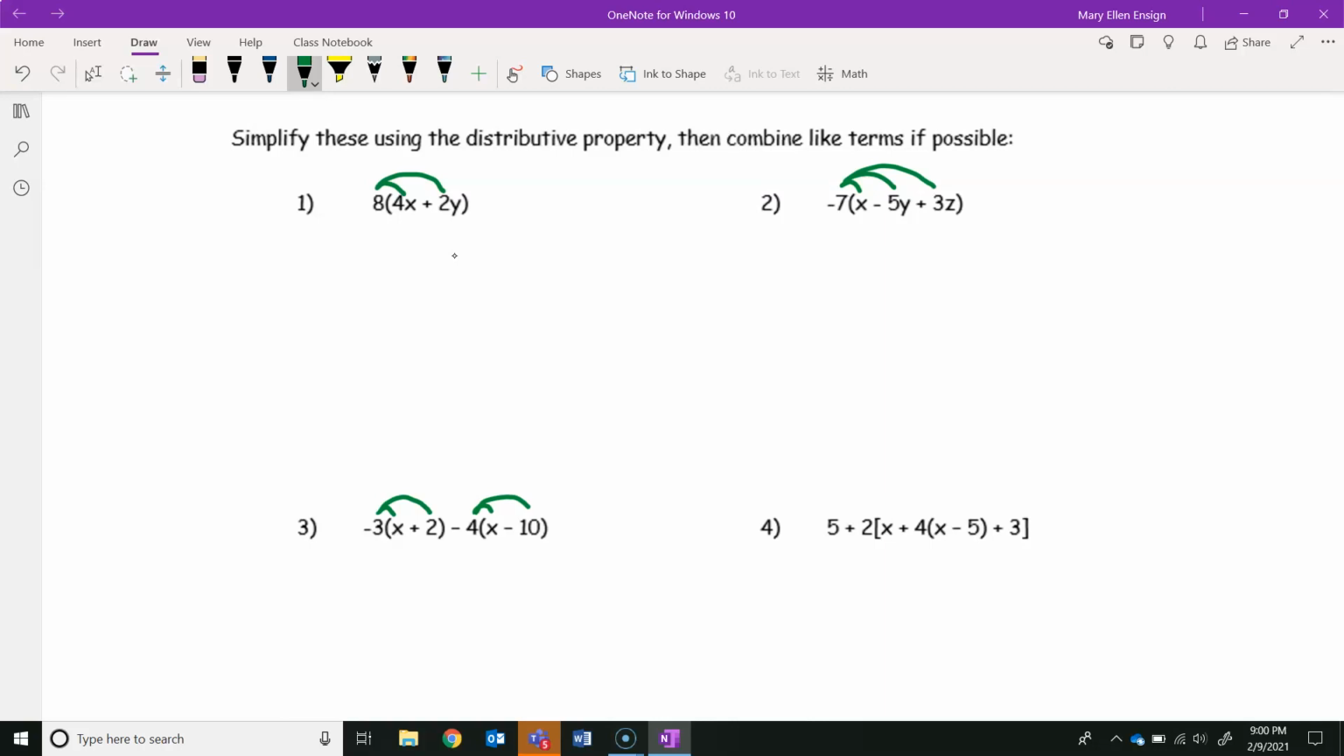And then in number 4, see how we have brackets and parentheses. You want to work from the inside out. So this one's a little tricky, but you can do it. You're going to distribute this first, simplify what you have, and then later on, you might have to distribute this 2 through whatever is left.